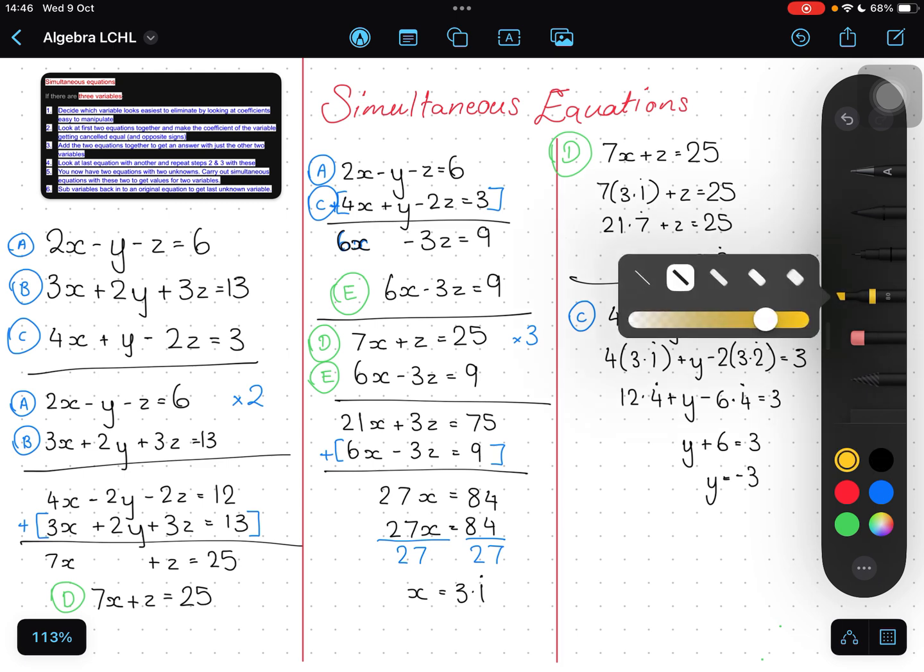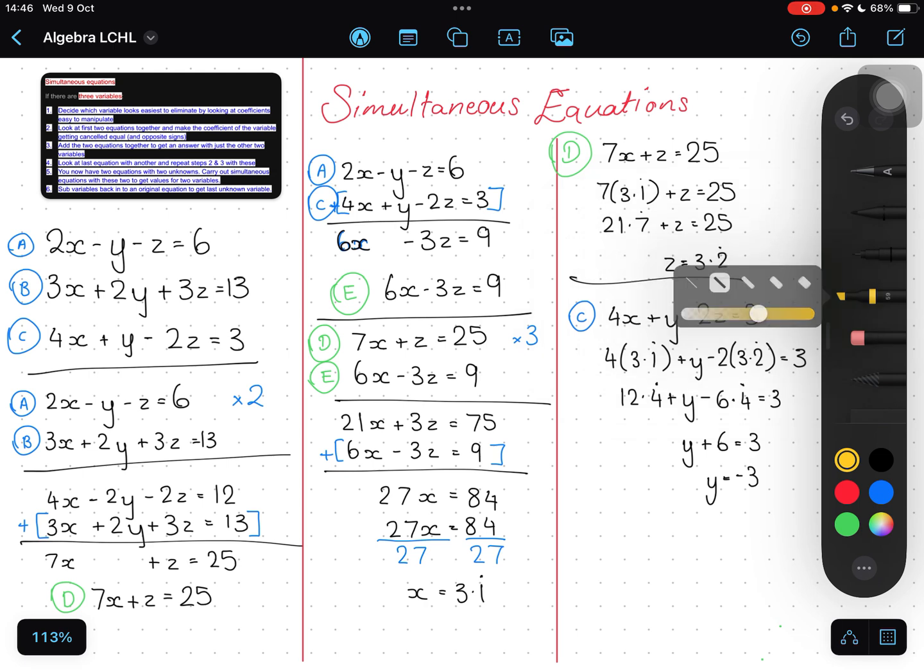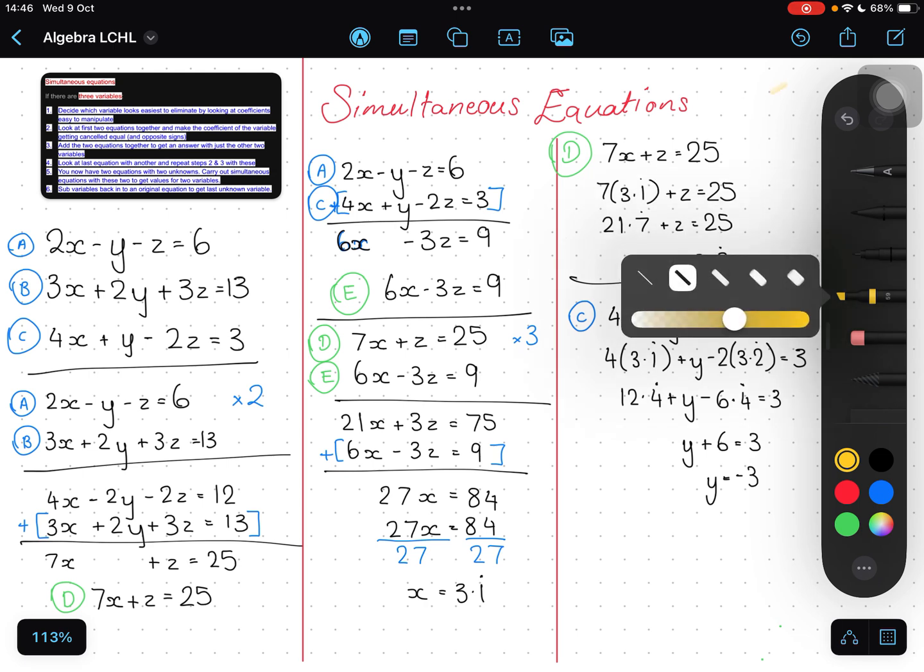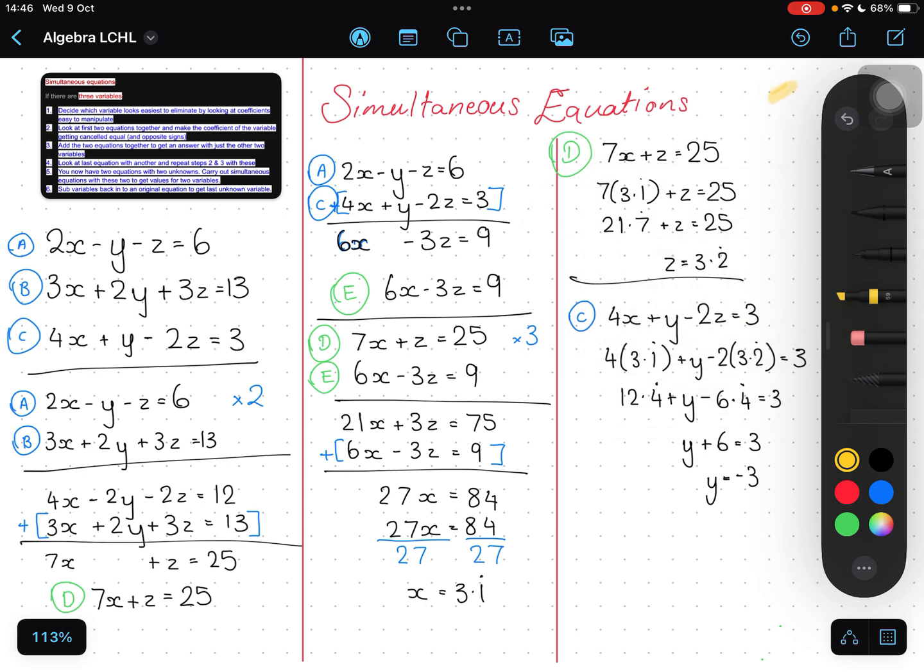Get a highlighter or a different colour pen, not red, because remember you're not using red in your exam, and highlight each of your answers or draw a box around them. So to fully verify now, I can choose one of my other original equations, A or B in this case. I'll just use equation A.